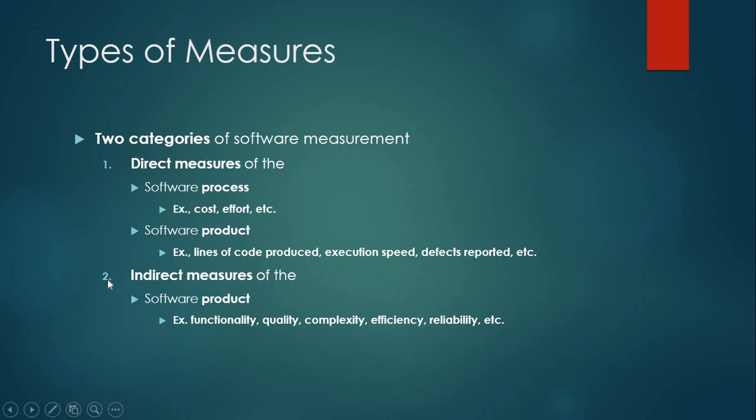The second is indirect measures. Indirect measures include functionality, quality, complexity, efficiency and reliability. These are measures that we cannot get directly, so they are known as indirect measures.